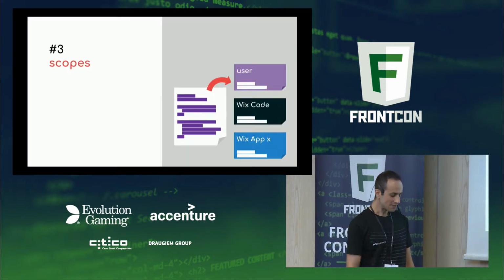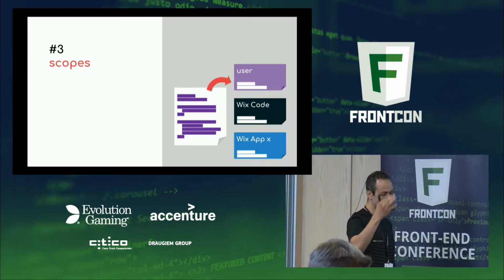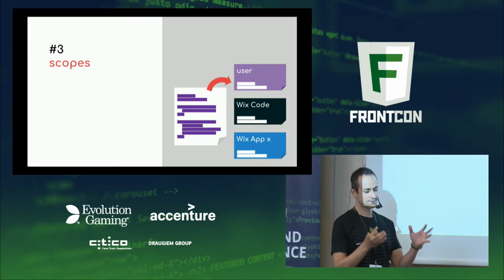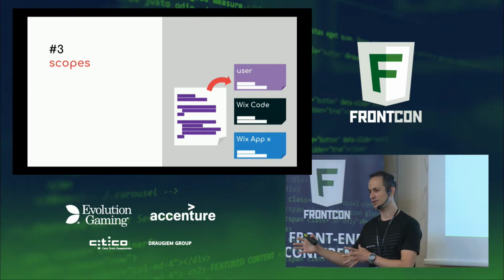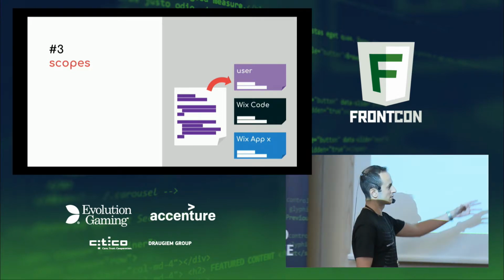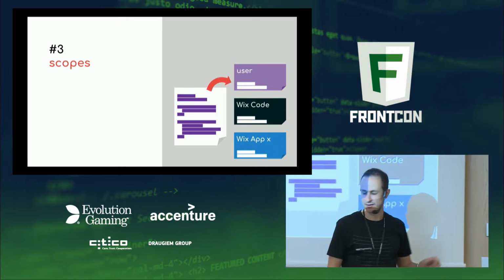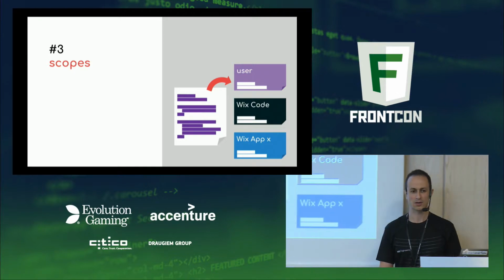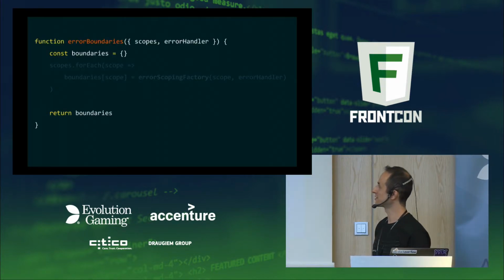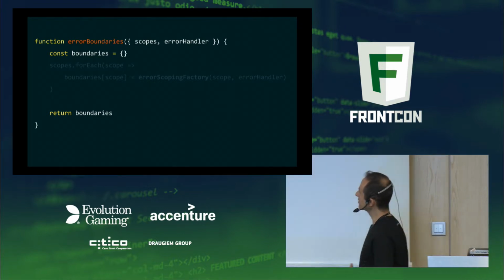And finally, we ended up with scoping. So what we wanted to do is scope each one of the runnable areas in our code. For example, WIX code, the user code, maybe some other application in WIX code, and let's see how it is being done. So we call the solution error boundaries.